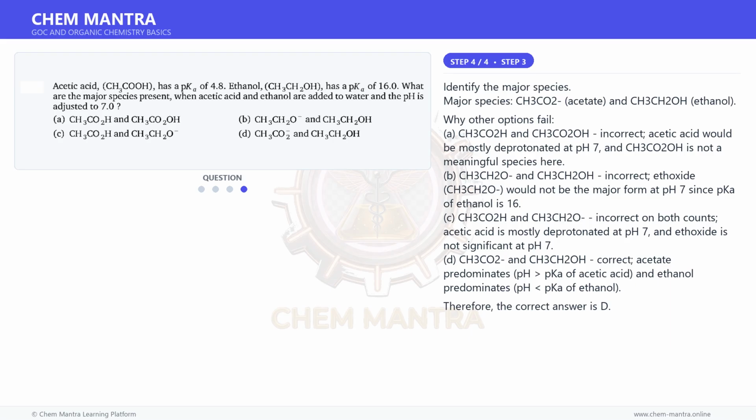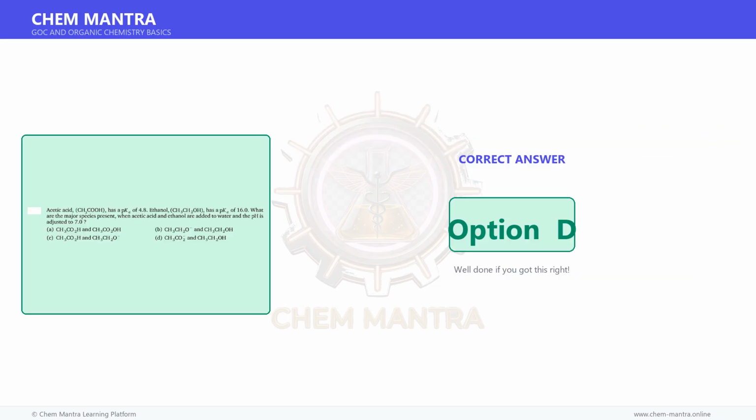D. CH3COO- and CH3CH2OH correct. Acetate predominates, pH > pKa of acetic acid, and ethanol predominates, pH < pKa of ethanol. Therefore, the correct answer is option D.